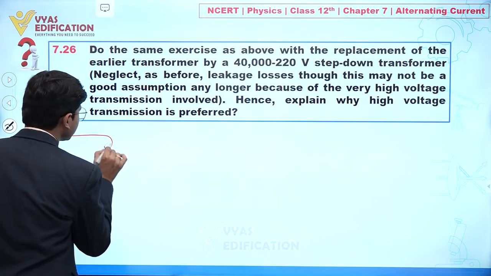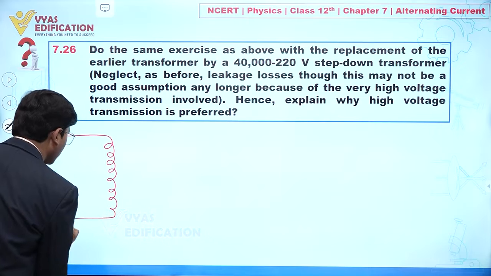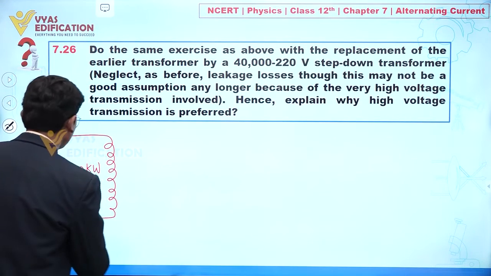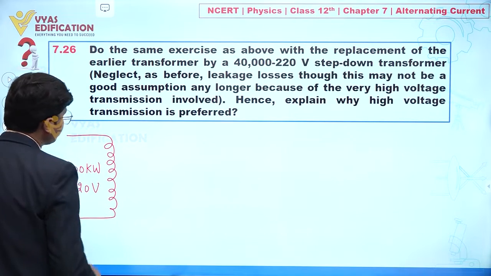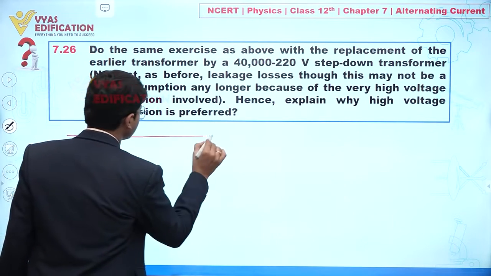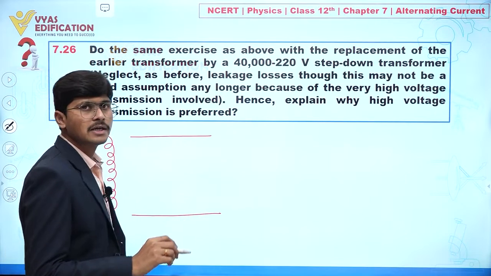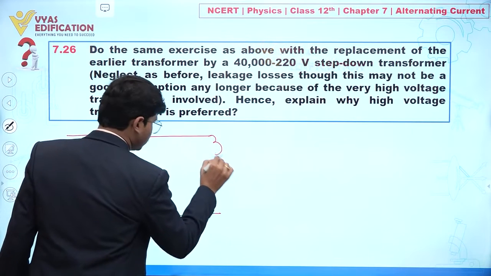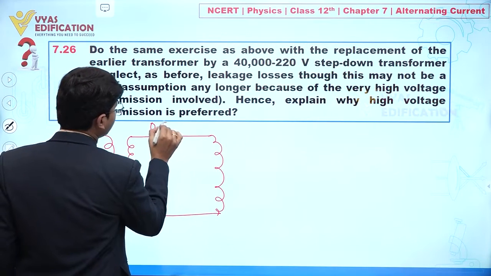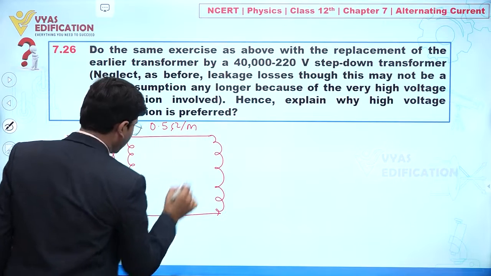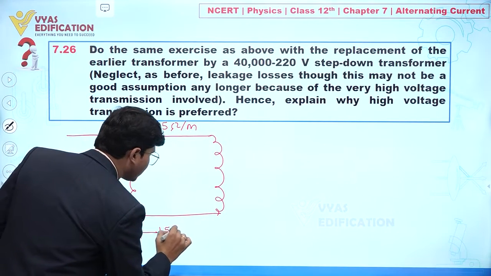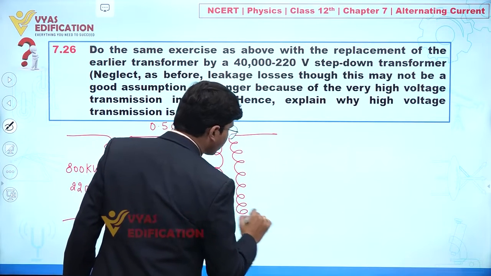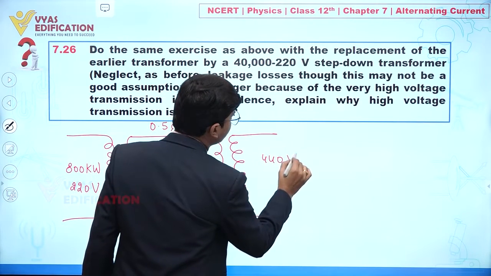Let's suppose we consider the situation of the previous question. Actually we need output power of 400 kilowatt, and it should be available at 220 volt. But there is one change. This line again has resistance, and the resistance value is given as 0.5 ohm per meter. This distance is given as 15 kilometer. And on this side we have the power plant, generating power at 440 volt.